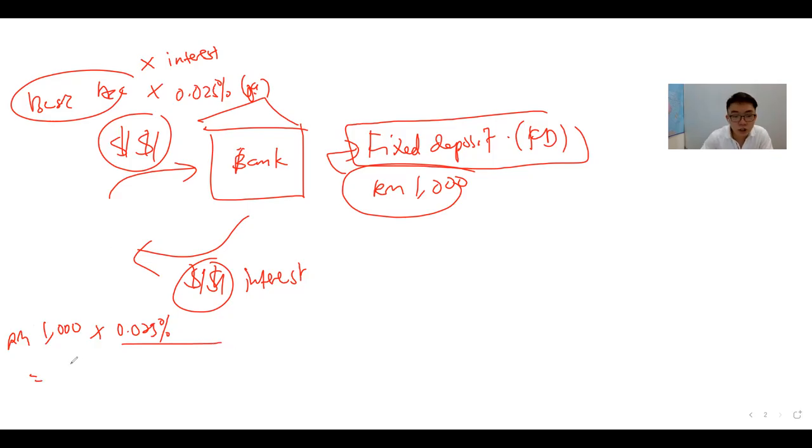So your interest every year, the bank will give you 0.25, meaning this is 25 cents. But when you go to the fixed deposit, now I think the rate, because of the pandemic.